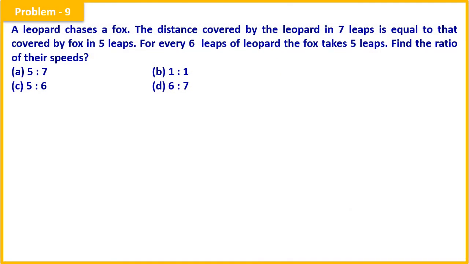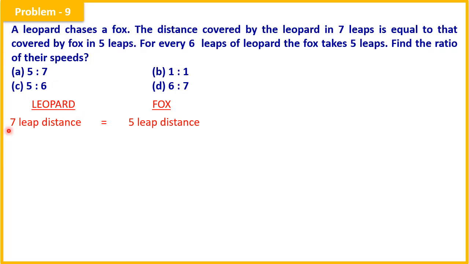Problem number 9. A leopard chases a fox. The distance covered by the leopard in 7 leaps is equal to that covered by fox in 5 leaps. For every 6 leaps of leopard, the fox takes 5 leaps. Find the ratio of their speeds. Now there is a leopard and there is a fox. Now it is clearly mentioned in the problem that 7 leap distance of leopard is equal to 5 leap distance of fox. You can see the first statement, the distance covered by leopard in 7 leaps is equal to that covered by fox in 5 leaps.